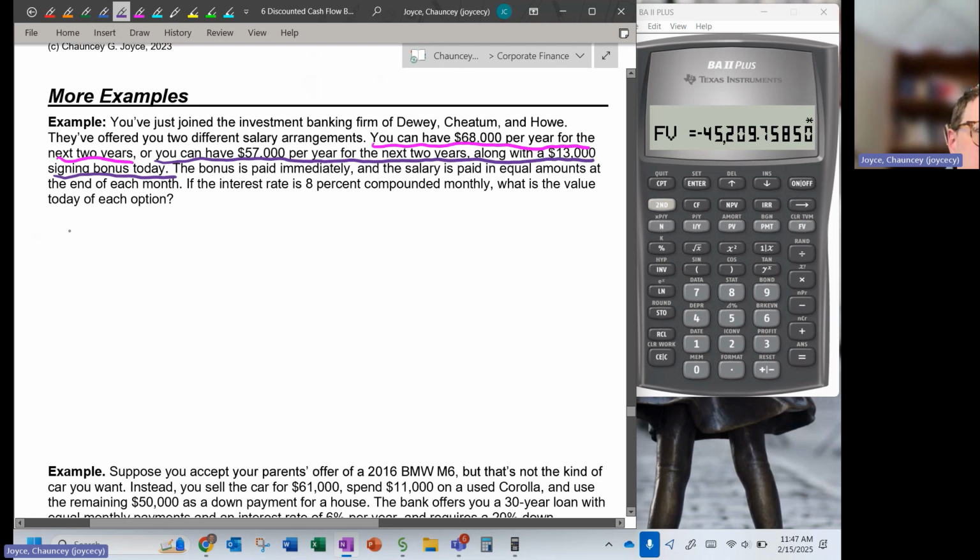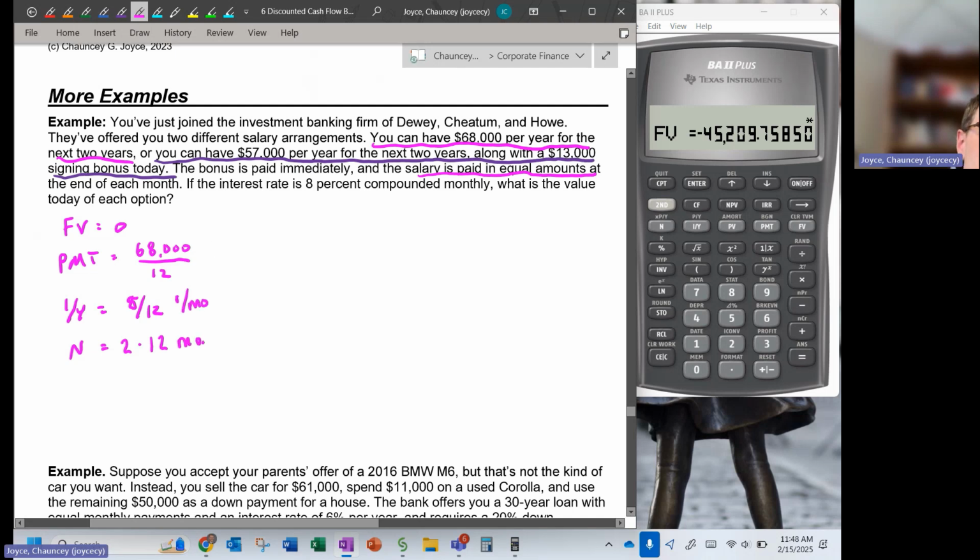This is a present value case. There's no future values here. There's no additional lump sum outside the salaries. It says in the question here that the salaries are paid in equal amounts at the end of each month. So for the first one, that's $68,000 per year over 12. That's a payment per month. So we need to look at a discount rate per month. So we need to take that 8 over 12 to get to a rate per month. And then time needs to be in months. So that's 2 years at 12 months in a year is 24 months.